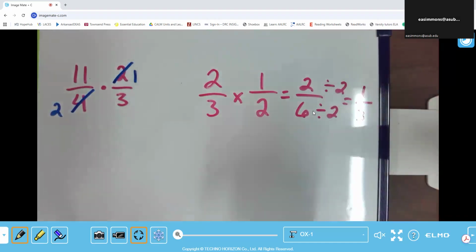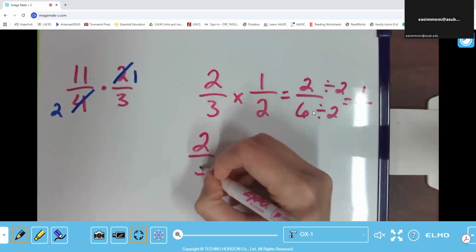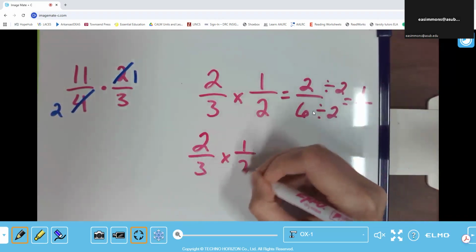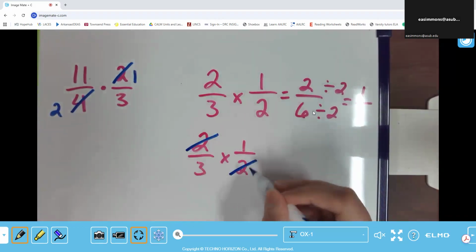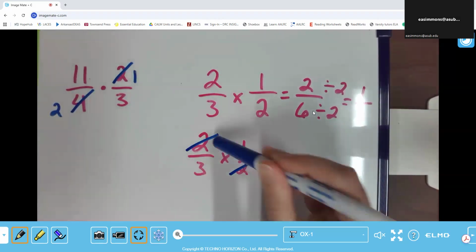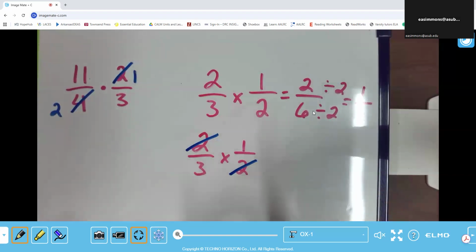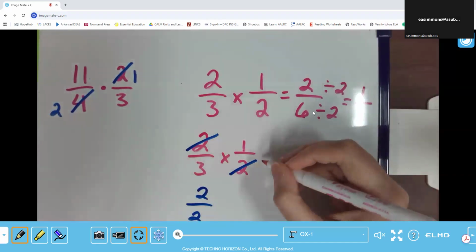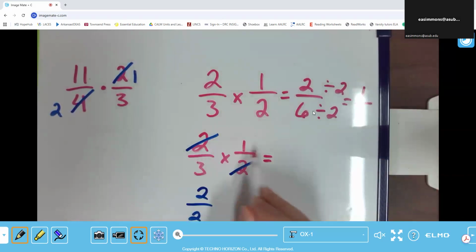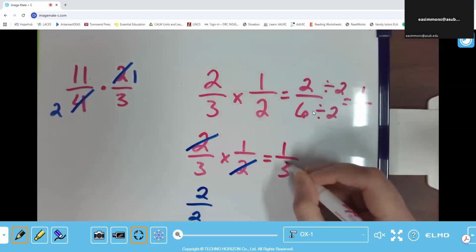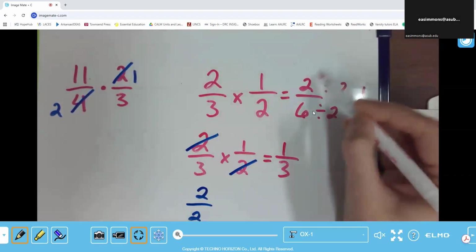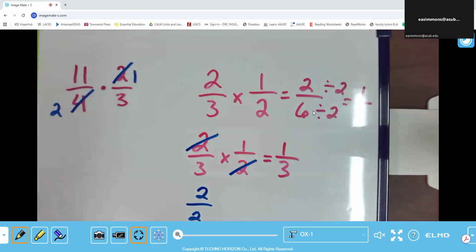But if I did that same problem, 2/3 times 1/2, and canceled out my 2's, because I have a 2 in the numerator and a 2 in the denominator, that's the same thing as 2 over 2. If I cancel those 2's out and then bring over what was left, so I bring over my 1 and I bring over my 3, I get the same 1/3 and I saved a step there.